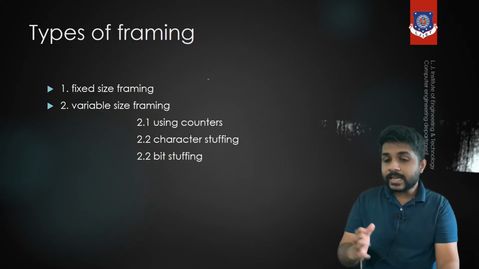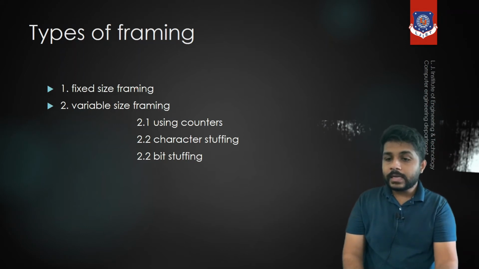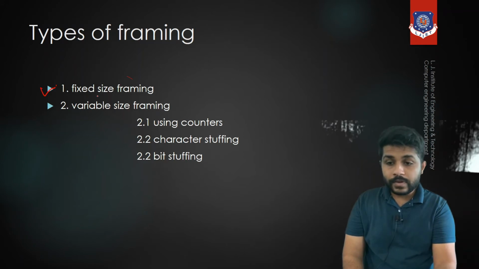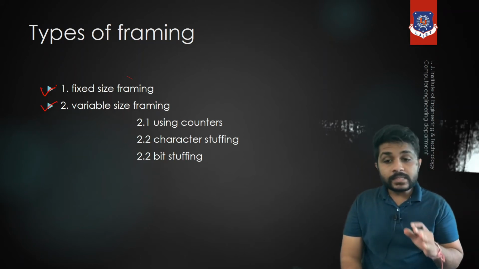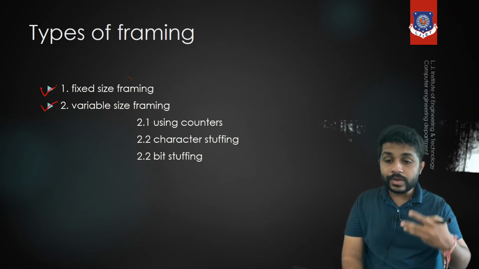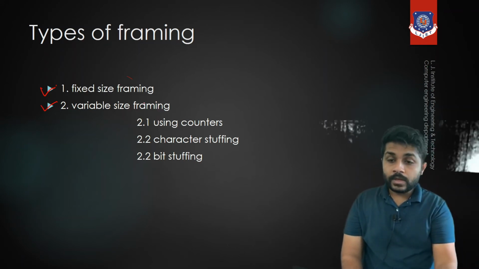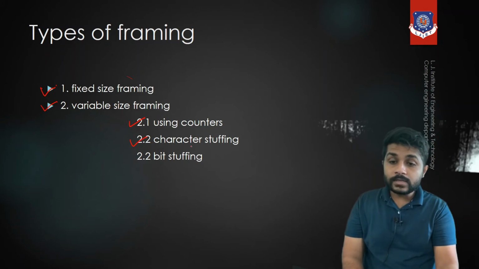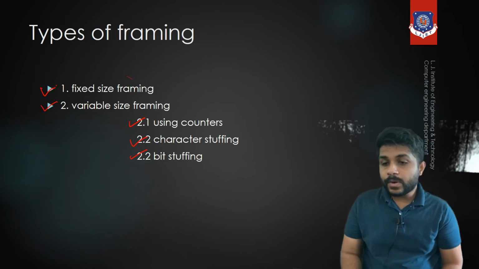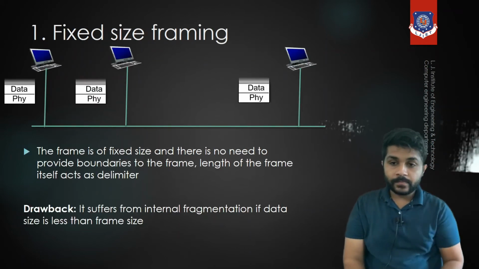Now let's see the types of framing. Generally, there are two types of framing. The first one is fixed size framing and the second one is variable size framing. The variable size framing is further divided into three categories. The first type of variable size framing is using counters. The second one is using character stuffing and the last one is bit stuffing. Now let's see the first type, which is fixed size framing.